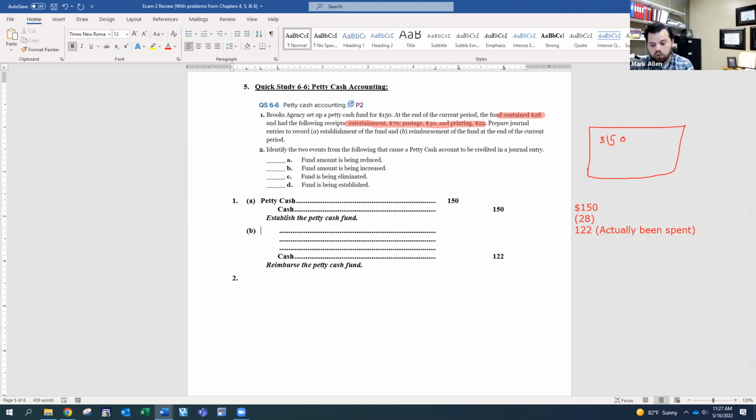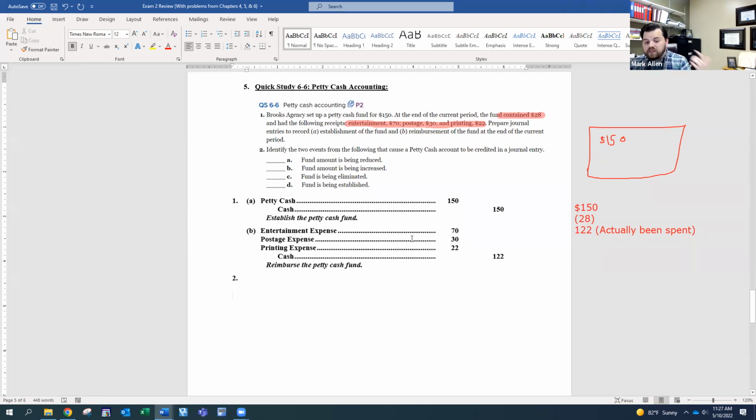Now, the other three pieces of this are going to be the things that we spent money on. So we have a debit here to entertainment expense. This will be $70. We have a debit here to postage expense. That'll be $30. And we have a debit here to printing expense for $22. Now, luckily in this case, 70 and 30 is 100 and 22 is 122. We balance out, we're good to go.